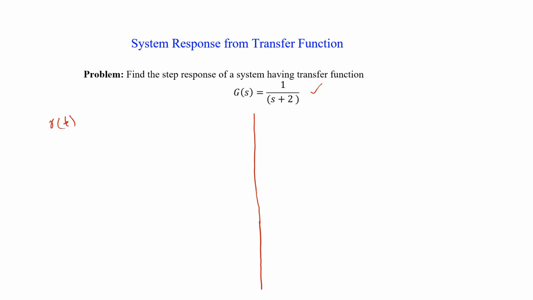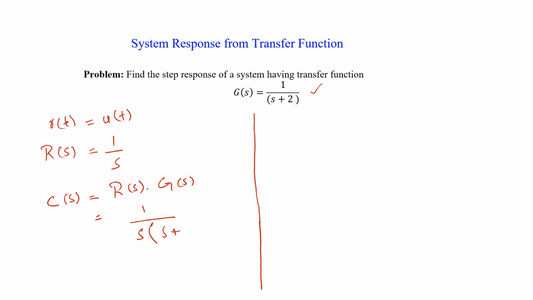R of t in this case will be a step function, which is u of t. And if we represent this R of t in the Laplace domain, then we can represent it as R of s, which will be equal to 1 by s, because we know that the Laplace transform of u of t is 1 by s. And in the previous slide, we saw that C of s, which is the output of the system, can be found by just multiplying this R of s by the transfer function G of s. So we will be left with 1 over s into s plus 2.